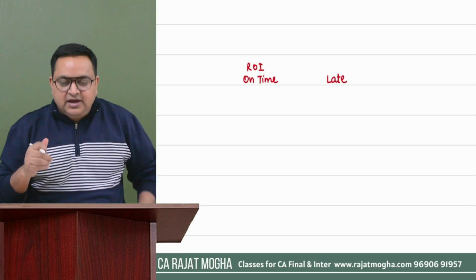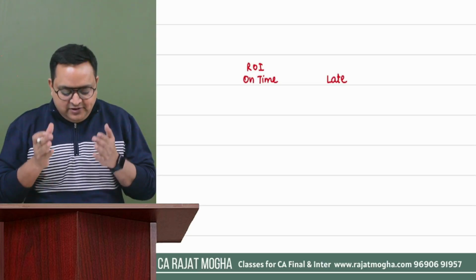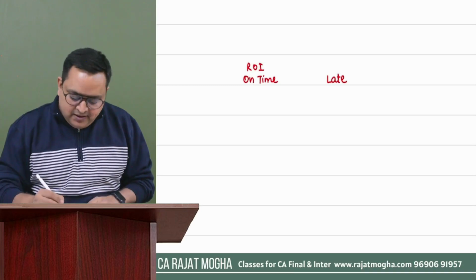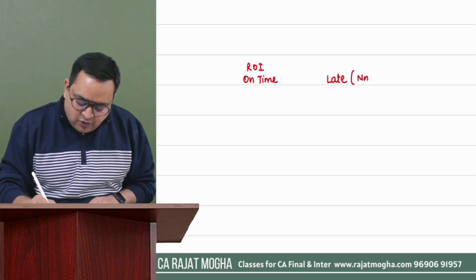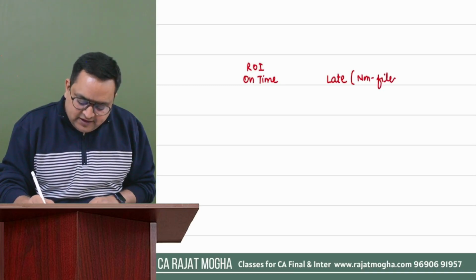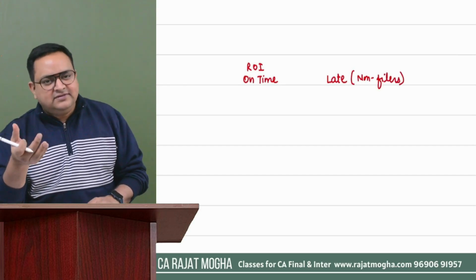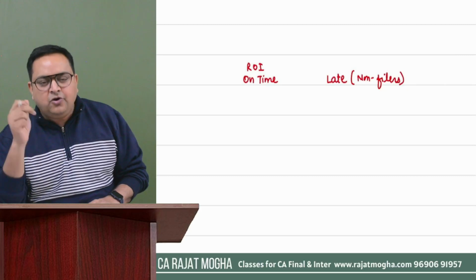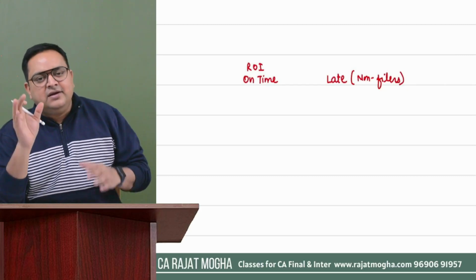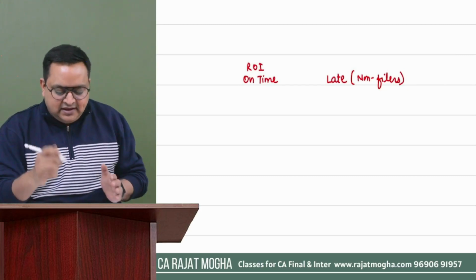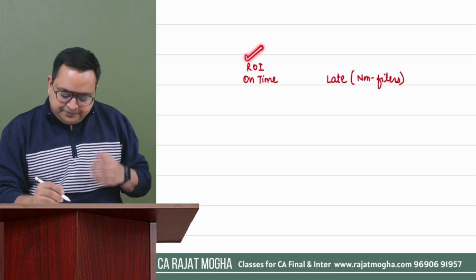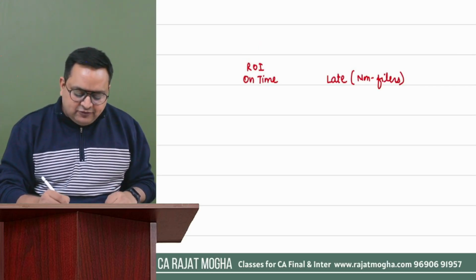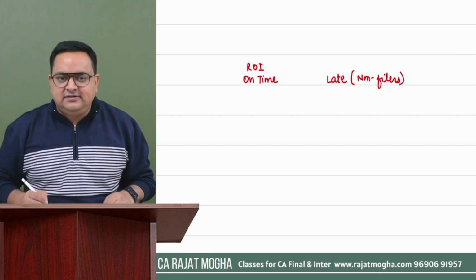So it depends in which category you are in, whether you file your returns on time or late. We can also call them non-filers. These are non-filers, who either don't file their return or are filing their return late. I'm calling them non-filers. And then there are people who are continuously filing their returns on time. So first of all, we have to see in which category this assessee is in.